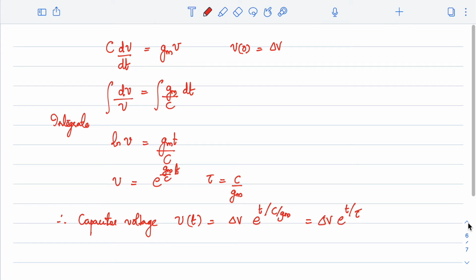Going back, let me draw it here itself. I have a capacitor, and based on the charge, I have a controlled current source which is pushing current into the node, assuming that delta V is greater than 0. Based on that, I can write the final voltage across the capacitor will be equal to the initial voltage into e to the power of t by tau. That is how this will charge. Are you guys with me? Can I get some response?